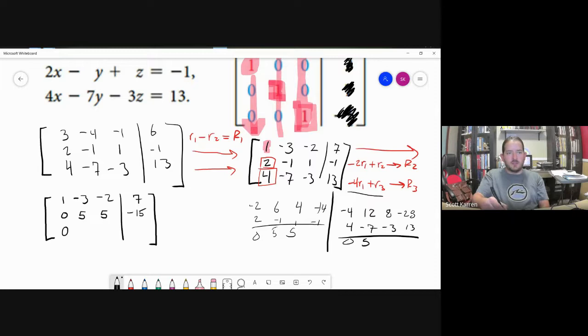5. I hate this book. You'll see why in a minute. 5 and -15. Hate this book so much. We're not even ready for this, but here it is. So what happens now? I'm done.